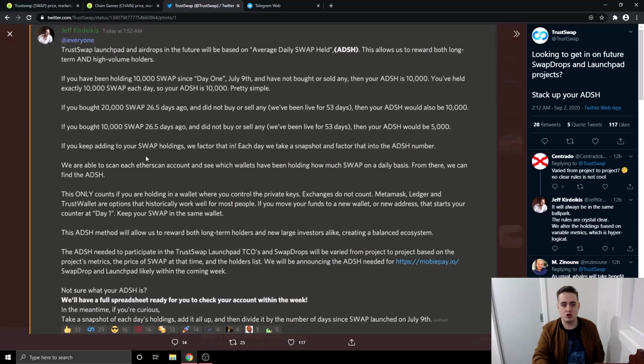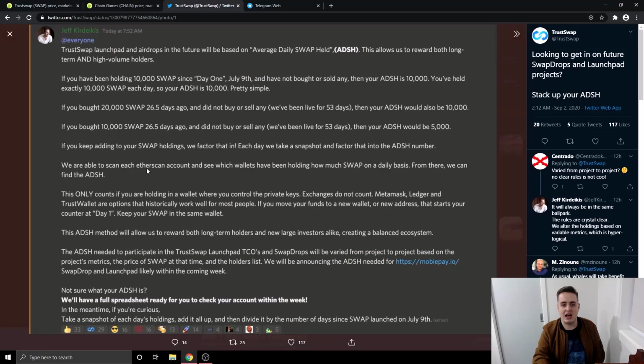If you keep adding to your swap holdings, we factor that in. Each day we take a snapshot and factor that in towards the ADSH number. So let's just say now if you've already got 10,000 swap and then you've added another 10,000 swap, each day there is going to be a snapshot. So you will obviously get rewarded more if you are holding more swap going forward into the future.